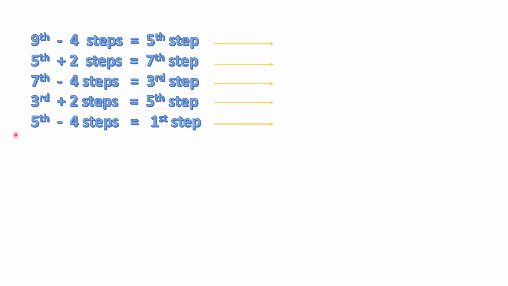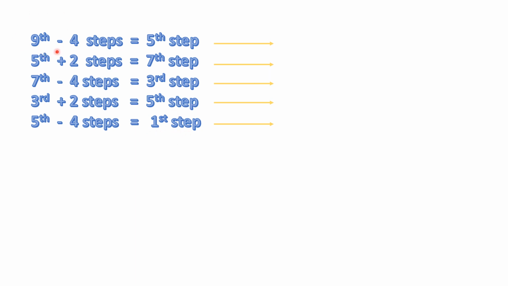And from the 5th step, he has to go 4 steps up according to the rule, and since it is up, it is negative. So from the 5th step, 4 steps up, he reaches the 1st step. Now we can stop our procedure here. Why? Because we wanted him to reach the 1st step, right? So we stop the procedure here, okay?